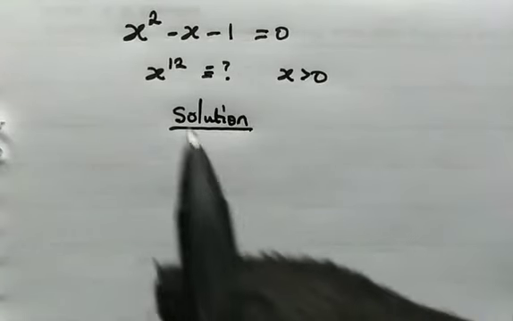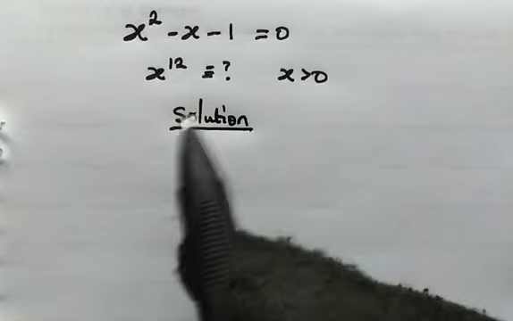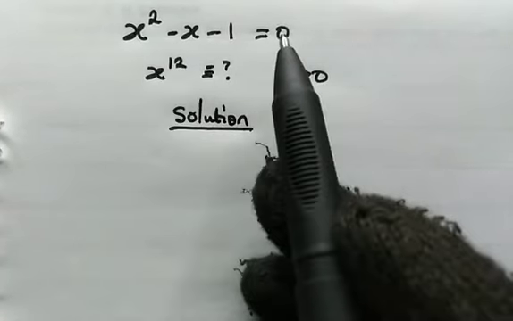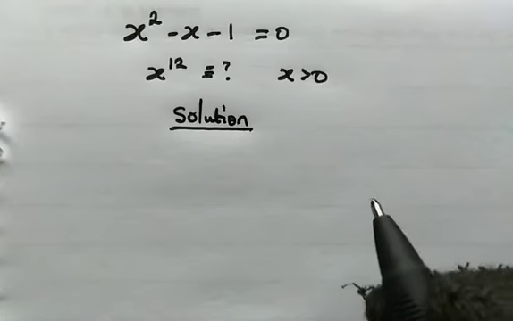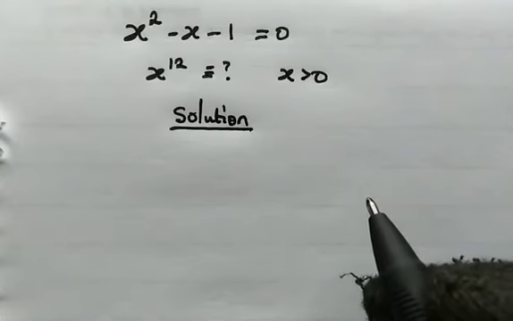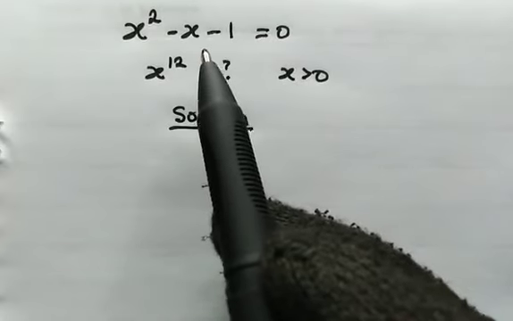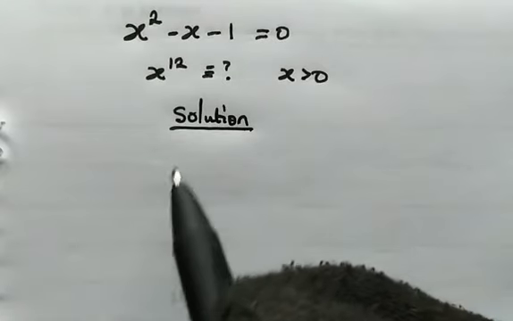Today we're going to evaluate x to the power of 12. Given that x is positive and x is one of the roots of the given quadratic equation, x squared minus x minus 1 equals 0. The first thing we're going to do here is to solve for the roots of this equation so that we are going to know the root which is positive.